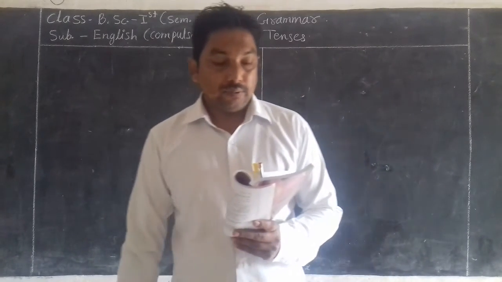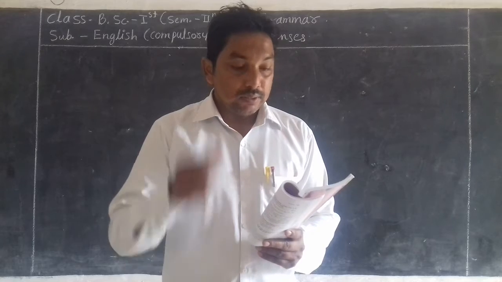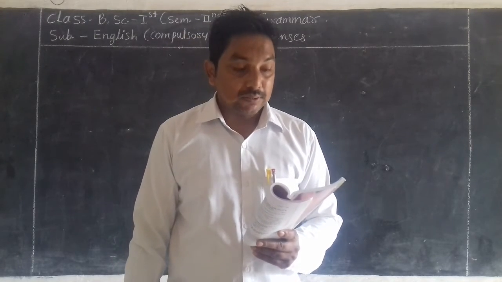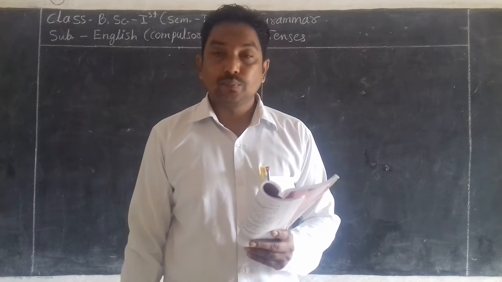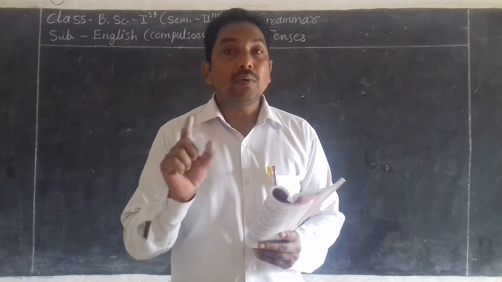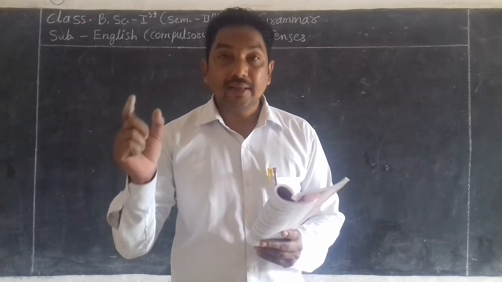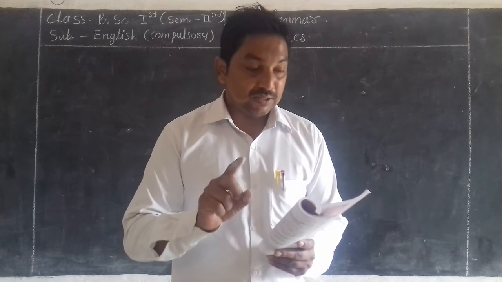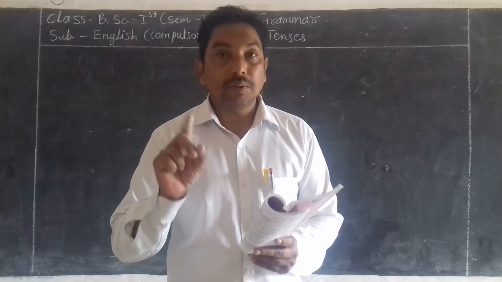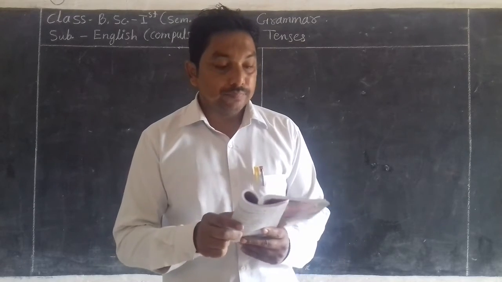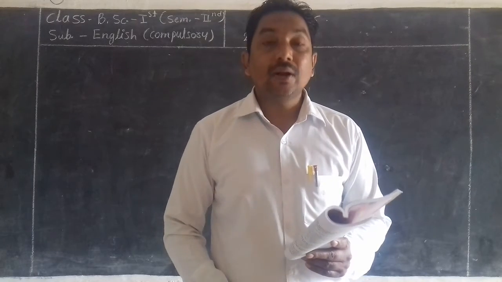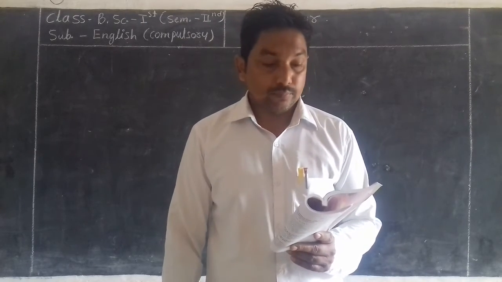Now listen carefully. Further, the simple present tense is used to describe objects, places, people, etc. So if we want to describe any object, any place, or any person, at that time we can use the simple present tense. Now, for example, we will discuss first an object, a pressure cooker.